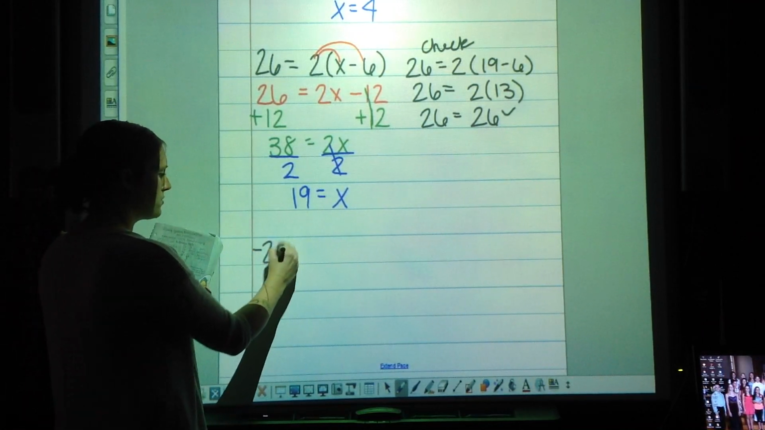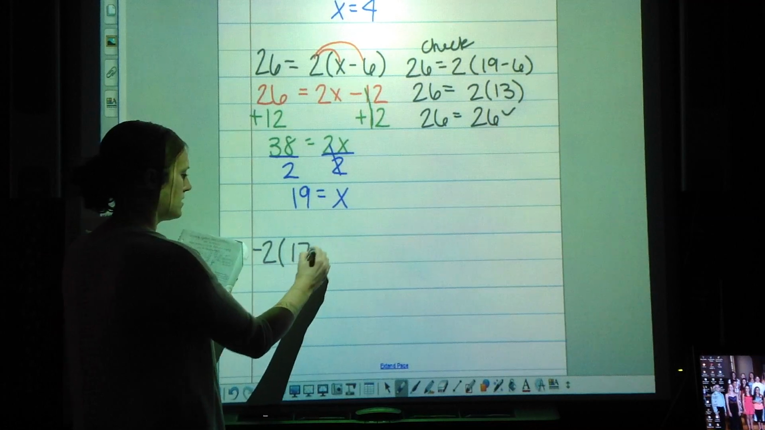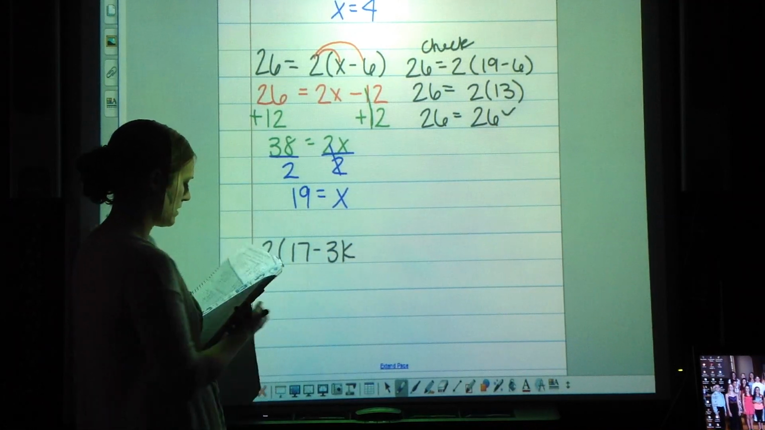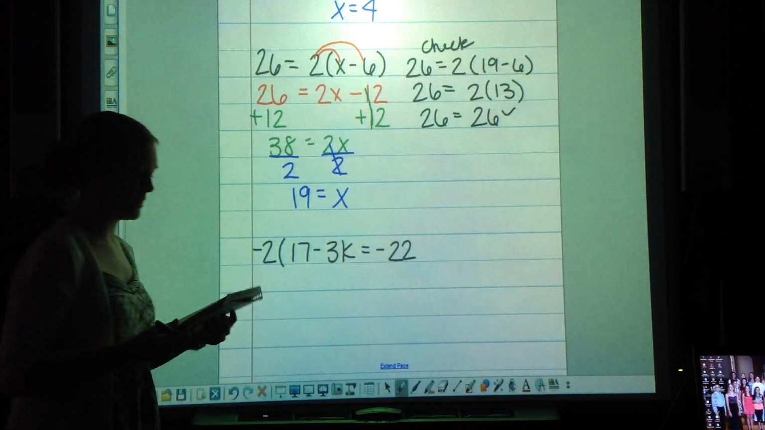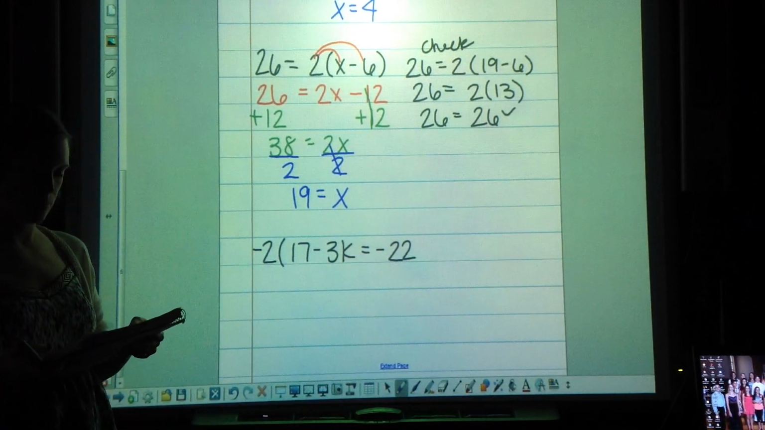Okay, negative 2 times the quantity 17 minus 3k equals negative 24. Go ahead and get a head start on that one. See if you can get an answer, and then check it.